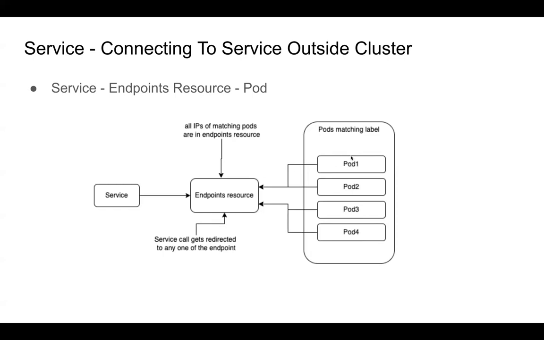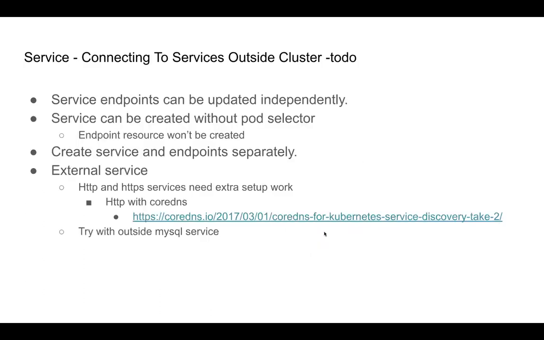which are matching the service label, let's say you create a replica set with 3 pods, and the labels of those pods match the service object, then you will have many pods behind this endpoint resource. This endpoint resource we did not create, the service automatically created that. So all IPs of matching pods are in the endpoint resource. A service call gets redirected to any one of these endpoints, right? It is not deterministic, it can get directed to any of these pods.